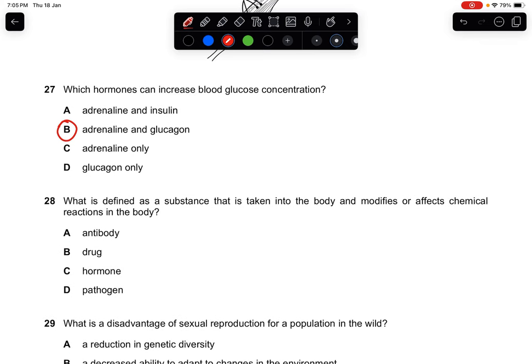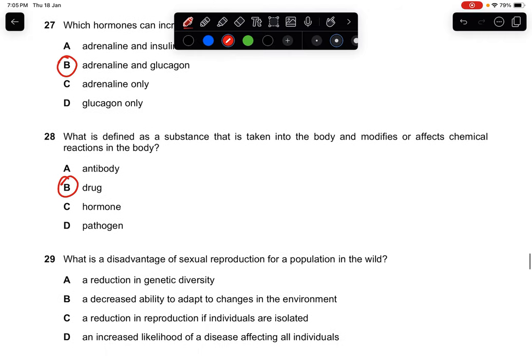Okay, 28. What is defined as a substance that is taken into the body and modifies or affects chemical reactions in the body? This is a definition question. This would be drug, okay? Question 29, what is the disadvantage of sexual reproduction for a population in the wild? A reduction in genetic diversity, nope. A decreased ability to adapt to changes in the environment, not really.